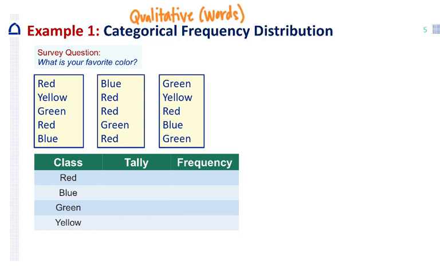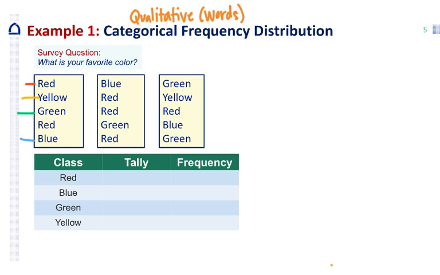It's very hard to draw any conclusions when you just see a big pile of words. What we want to do is turn those into a table. So what we'll do is look at all the possible answers. I see the answer red. I see the answer yellow. I see the answer green. I see the answer blue. So I just see those four different answers.